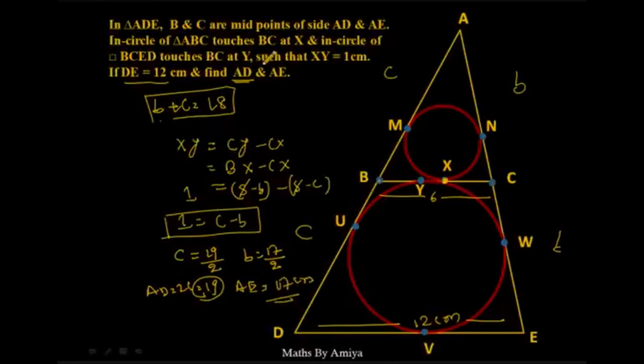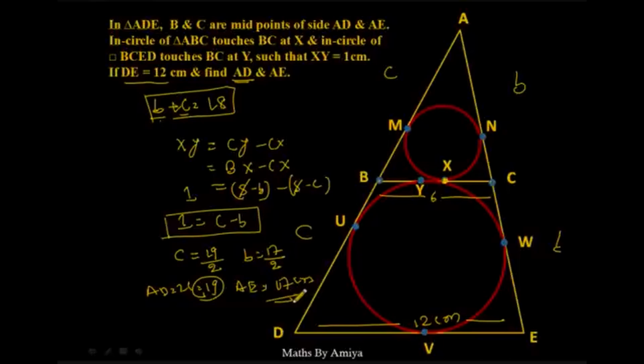If you have the same question but the data is different, then just remember B plus C is the summation of opposite sides. If this one is 12, this one is 6, that is nothing but 18. The first is B plus C is 18 and C minus B is 1. This side is C, and X is closer to C, so this is C minus B. If X is closer to B, then this becomes B minus C. So C minus B is the difference, which is XY. After solving these two equations, you will get C and B, and you are looking for 2C or 2B. And this is your final answer.